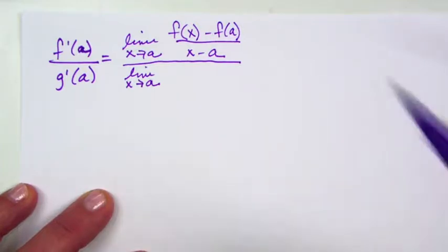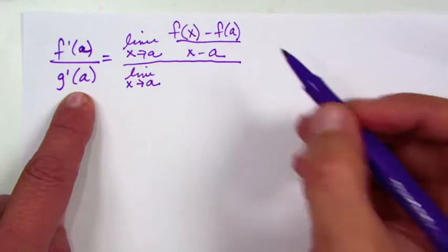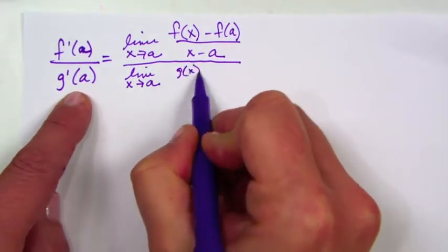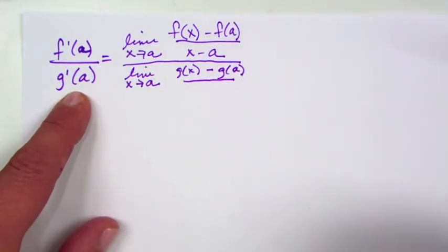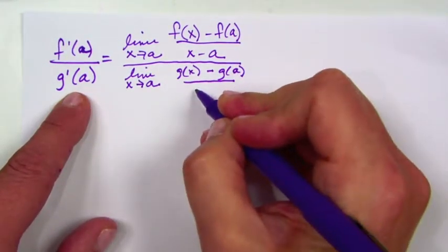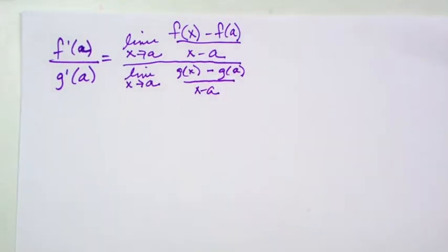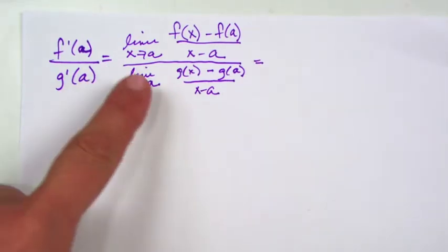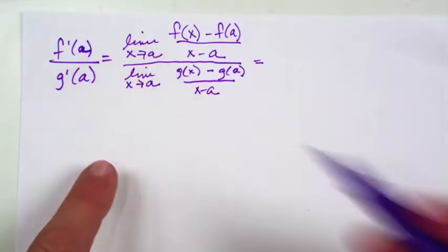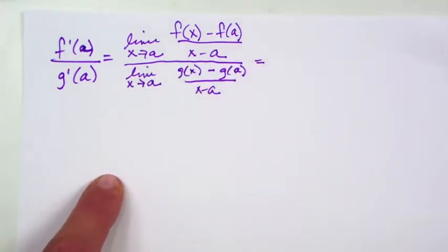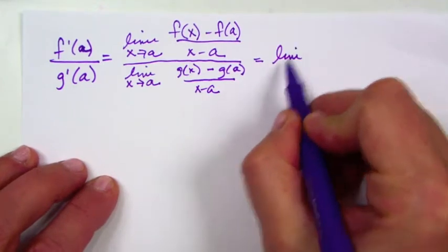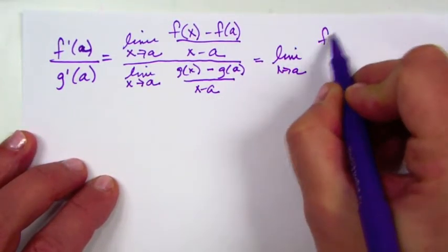Okay? All right, so what would I write here? G of x minus g of a over x minus a, right? Okay, so then my rules for limits tell me that I can do what now with these two separate limits? I could make it one limit, right? I can make it the limit as x approaches a of all of this mess.